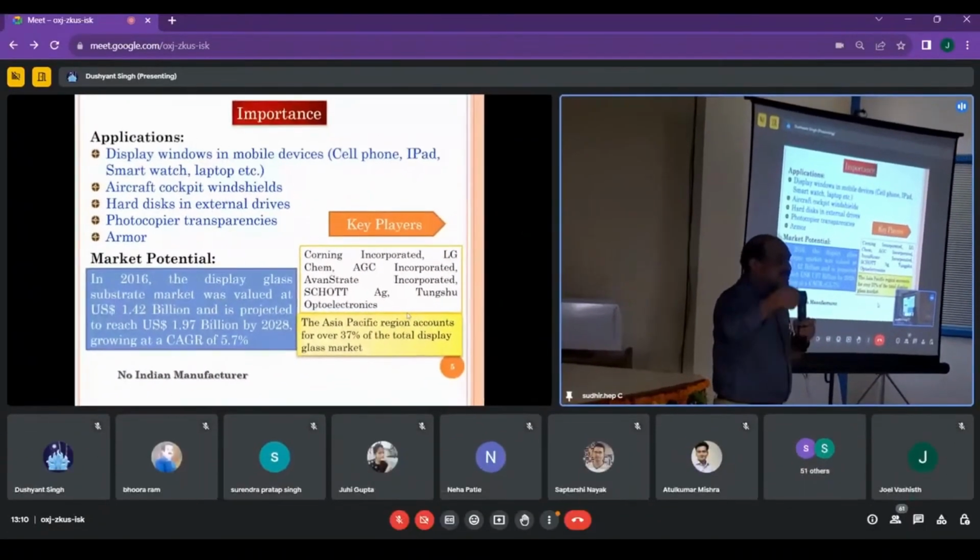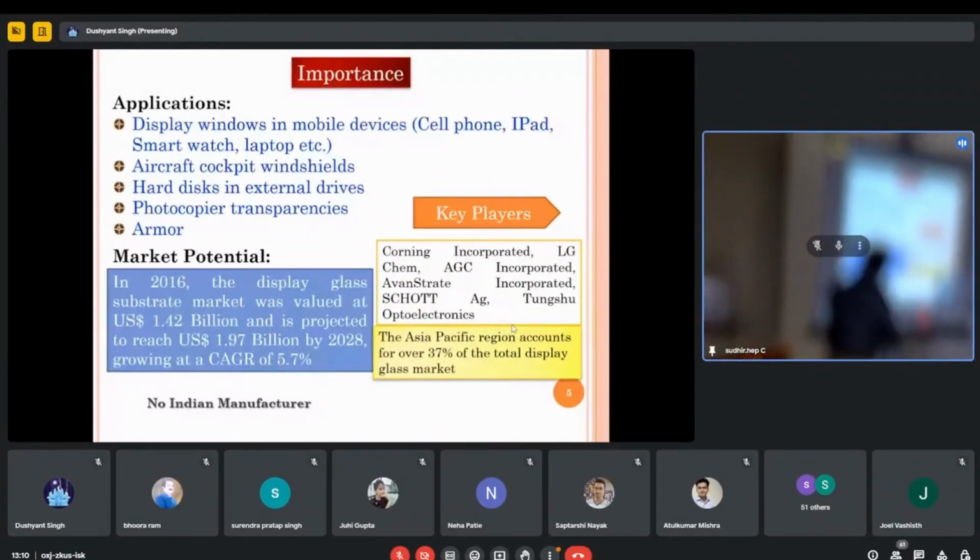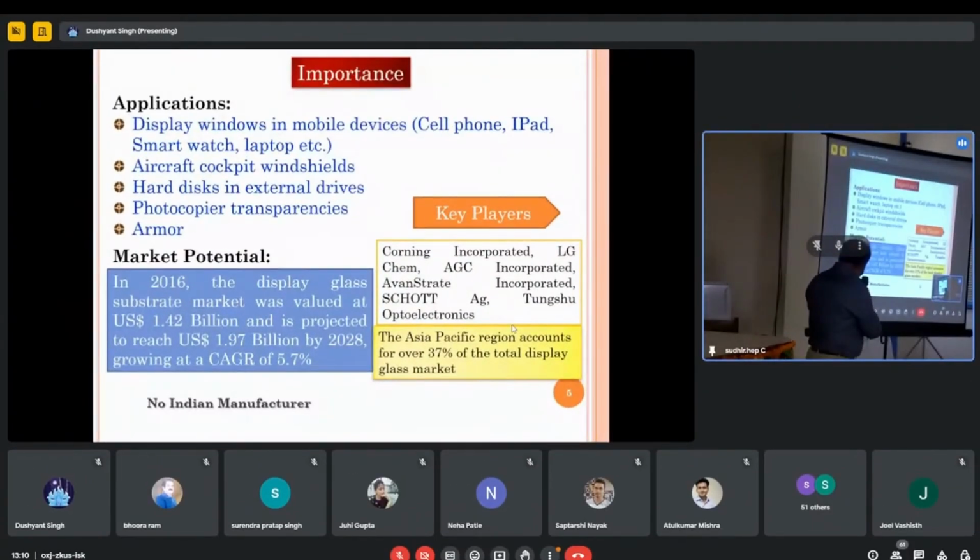And display, you know, there is a huge market. There is a market of around 1.42 billion US dollars. It is projected to rise to 1.97 billion US dollars by 2028, with a growth rate (CAGR) of 5.7%. And there is no Indian manufacturer. Now there is one company manufacturing in India, but mostly it is from the USA, China and other countries that are manufacturing. So in India, there is potential for developing such kinds of glasses.